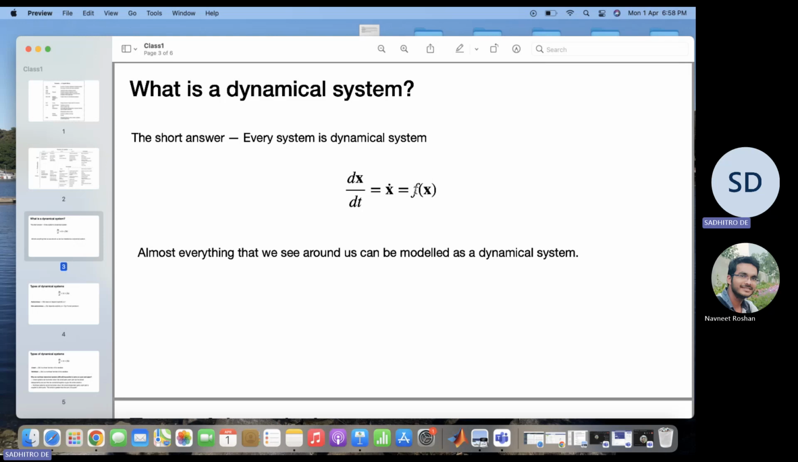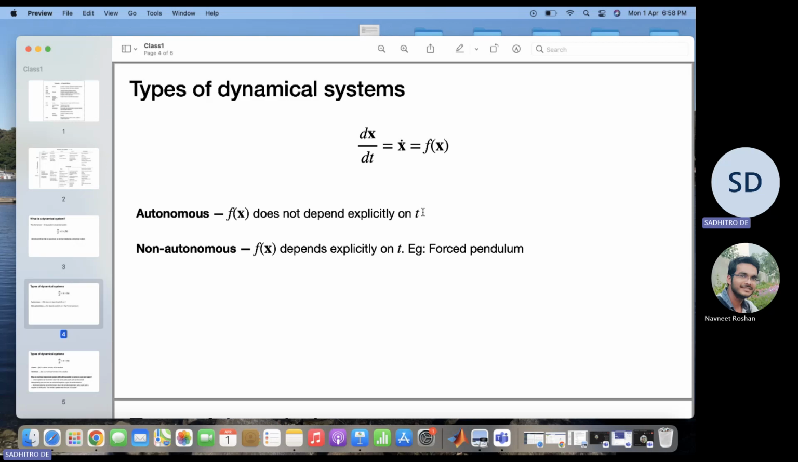Okay, so anything you see around you, I mean, anything and everything, can basically be described in terms of this equation. Therefore, everything can be modeled as a dynamical system. What are the ways in which we can classify dynamical systems?